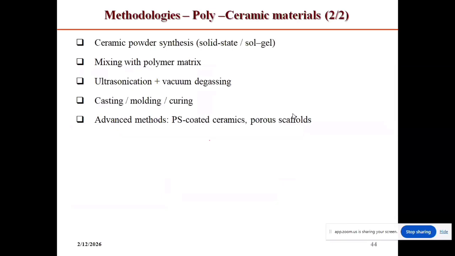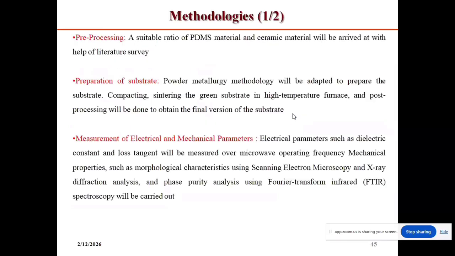Another case is ceramic powder synthesis, which can be done by another conventional method: mixing with polymer matrix, ultrasonic vacuum degassing, casting, molding, curing, and advanced methods such as PS coated ceramic. These are alternate methods of making polyceramic composite materials. From methodology 1, this methodology is pre-processing. A suitable ratio is to be arrived at. Another technique should be adopted to prepare the substrate using compacting and sintering the green substrate in a high frequency furnace. By post processing the prepared substrate, one can achieve the final version of the substrate.